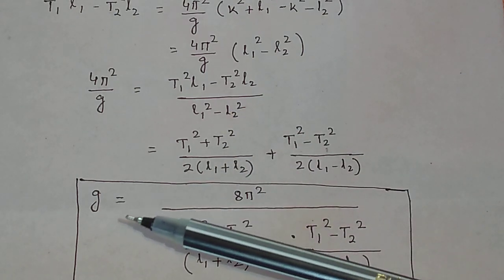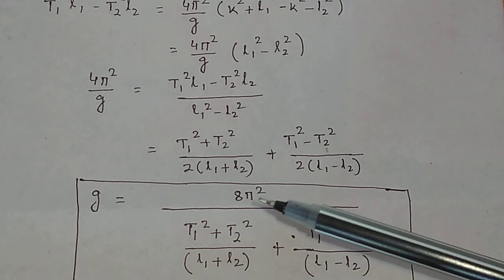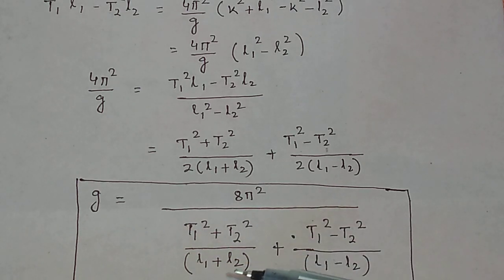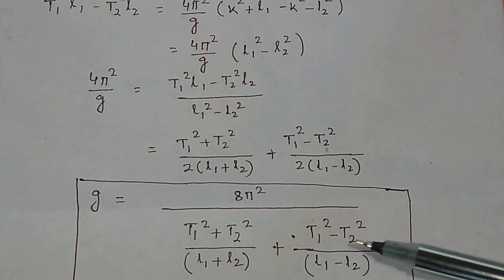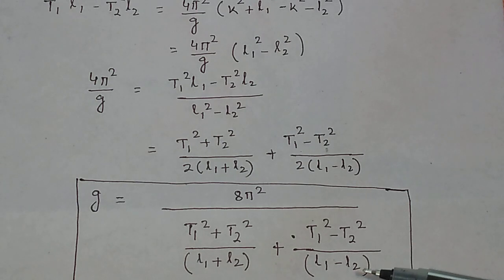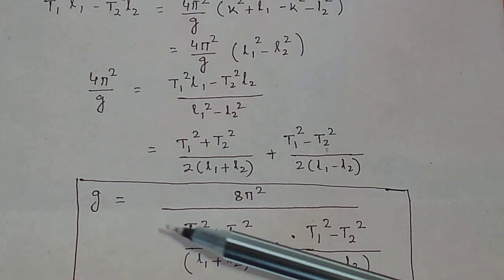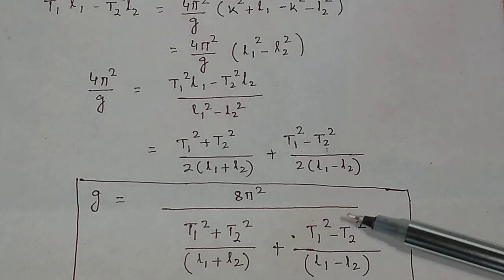So what will be g? The value of g will be equal to 8π square divided by [(T1 square plus T2 square) divided by (L1 plus L2), plus (T1 square minus T2 square) divided by (L1 minus L2)]. So this is a well known formula for the calculation of g in case of Kater's pendulum.